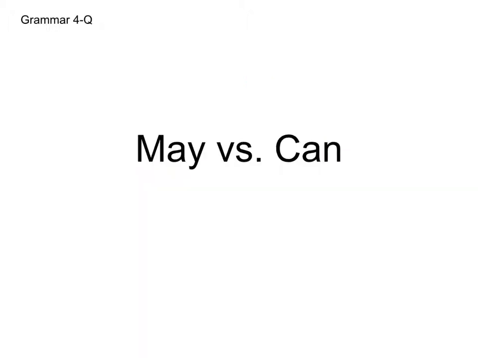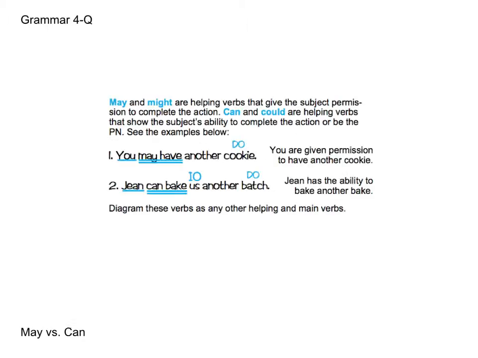Now we're going to go into may versus can. This is a classic thing if you've ever had a teacher who says, yes, you can go to the bathroom, but may you? That's what we're getting into here. So let's just go over the explanation first. We have may and might are helping verbs that give the subject permission to complete the action. Can and could are helping verbs that show the subject's ability to complete the action or the ability to be the PN. So that's the big difference here.